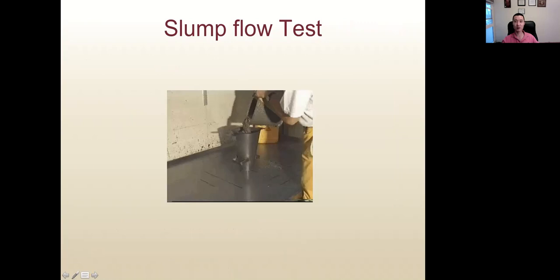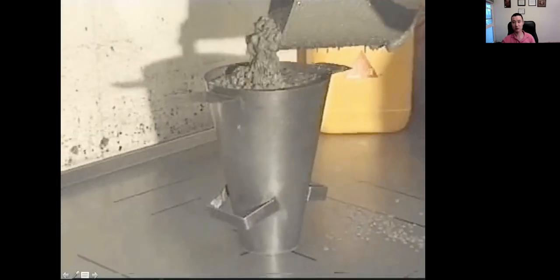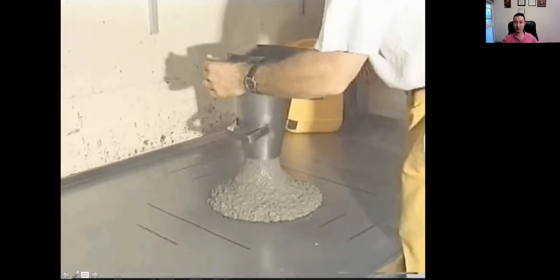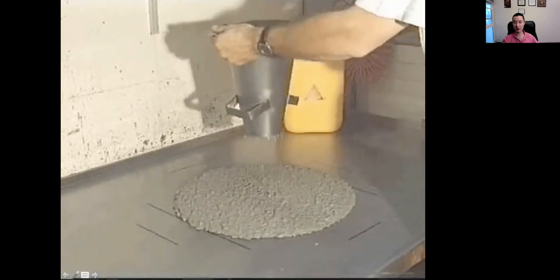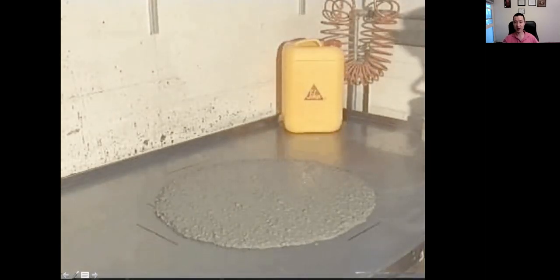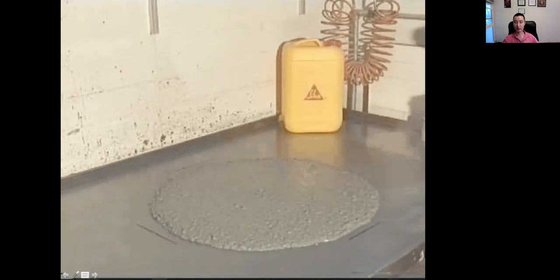So here's a video for the slump flow test. The cone is actually upside down, the smaller diameter is at the bottom. We fill the cone with 1 lift, no consolidation, and then we lift it. We measure the time for the concrete to reach 20 inches in diameter, and we measure the final diameter.